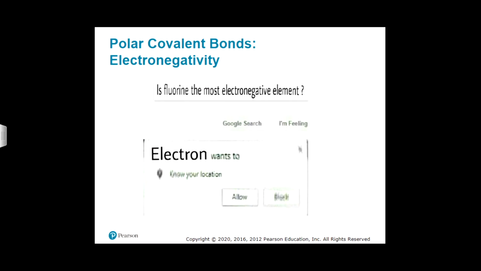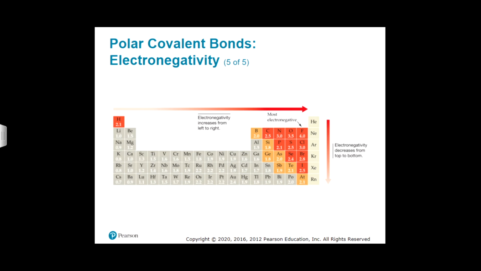So how can you actually determine if a bond is polar or not on your own, without me telling you that, for instance, chlorine is more electronegative than hydrogen? There's actually a periodic trend associated with this, as shown on this chart, and it is kind of the opposite of how atomic sizes work.